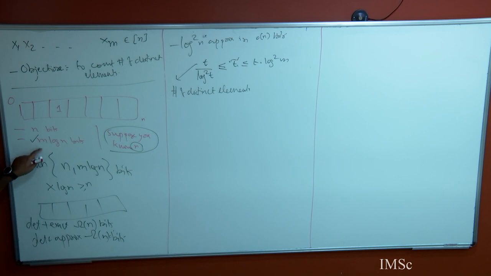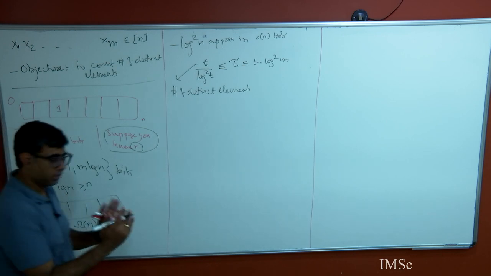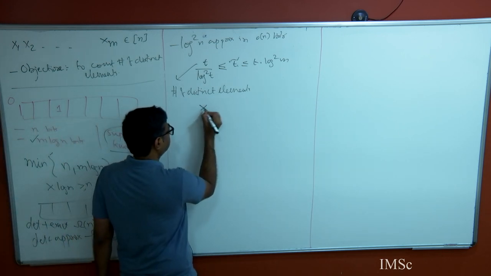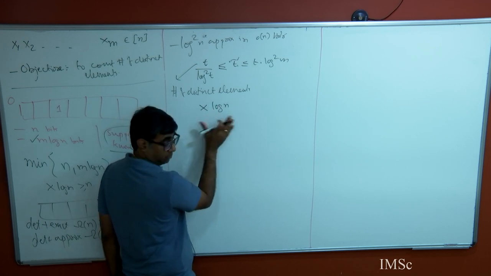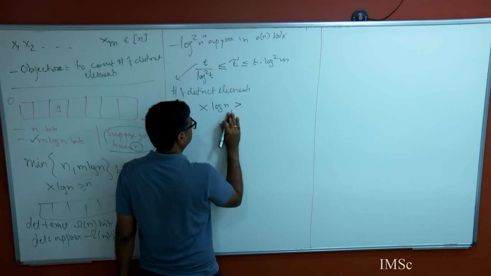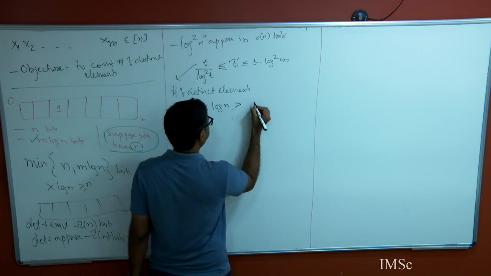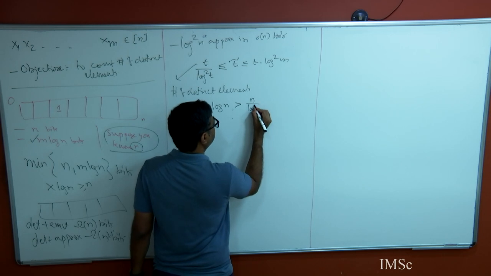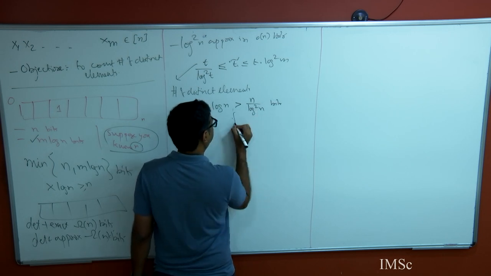What happens if you run this algorithm for a certain amount of time and then you just stop? What kind of approximation will it give you? Suppose I stopped here. So I do x log n bits and I stop the first time this becomes more than n log square n bits.